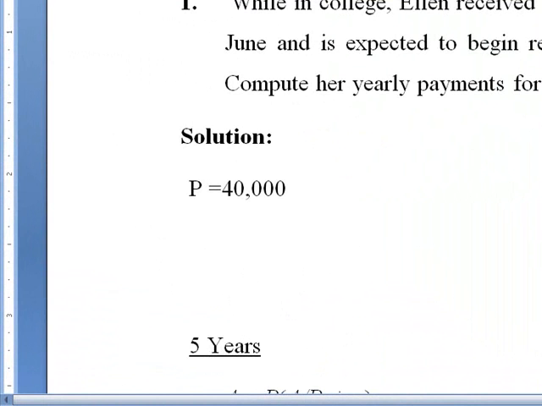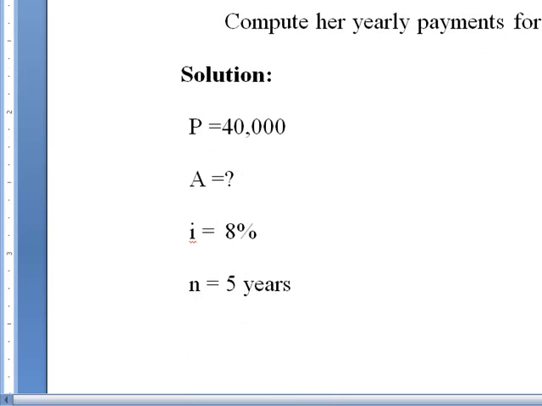Now we need to find out the annual payments. That means we need to find out A, right? A for the 5-year plan and A for the 10-year plan. That we need to find out. I is given to us, I meaning interest rate, that is 8%. And how about N, number of years? Yes, we also know N is 5 years for the first part of the problem, and for the second part of the problem N is equal to 10 years, right?